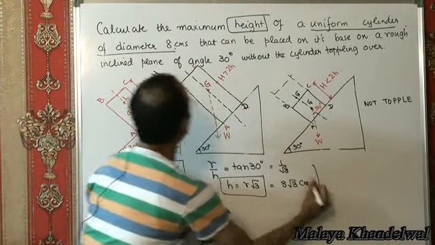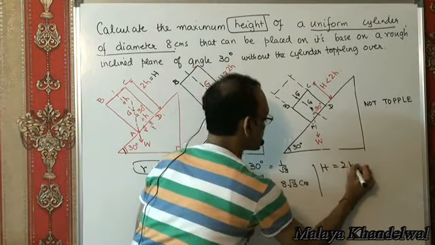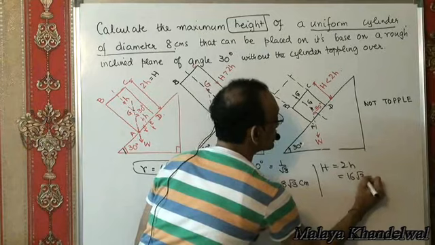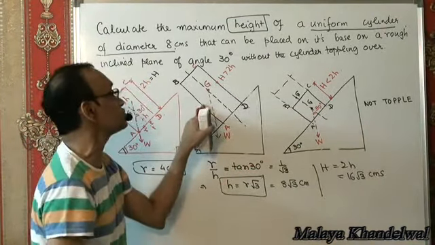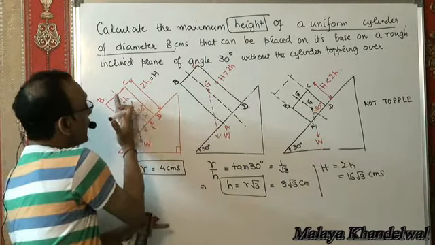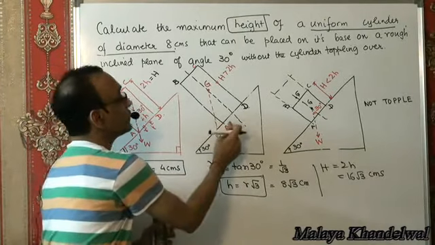So what is the required height? The required height is 2h. Capital H is 2h, which is like 16 root 3 centimeters. If you increase the height beyond 16 root 3 centimeters, you get into this state, and the line of action of the weight will no longer be confined to the base of the cylinder.